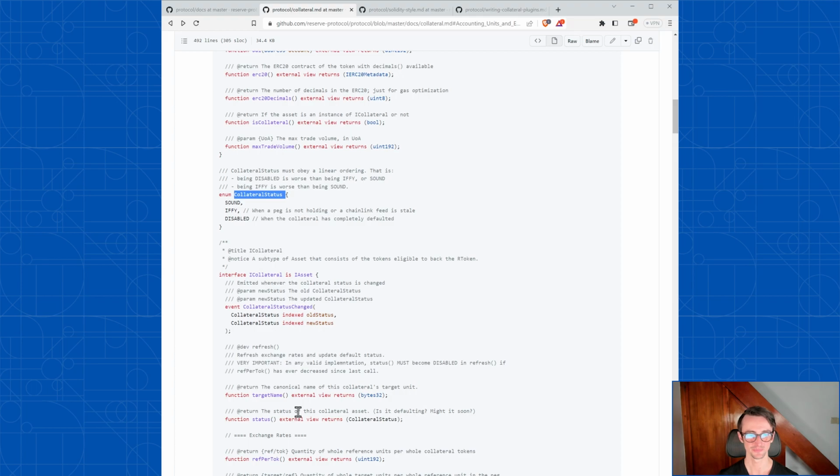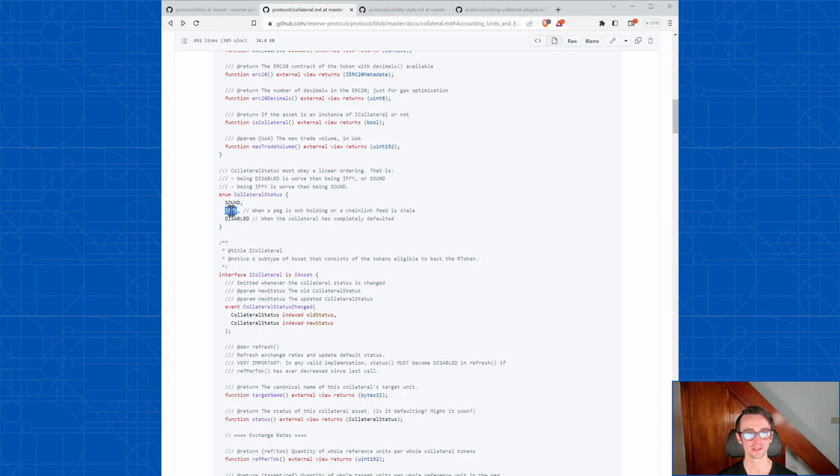Collateral statuses. At any given time, a collateral is going to be in one of these three states. It's either going to be sound, meaning there's nothing wrong with this collateral, continue using it. Iffy, which is we don't really feel like we need to toss the collateral out just yet, but there's something going on and maybe the protocol should be a little more careful. And then there's the fully disabled state.